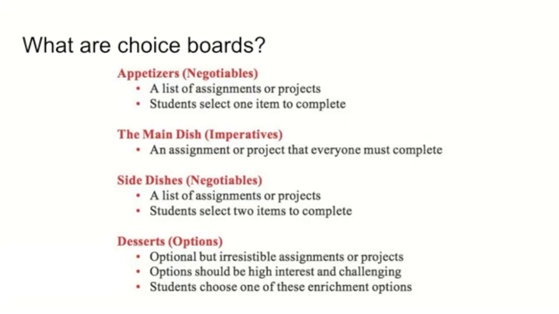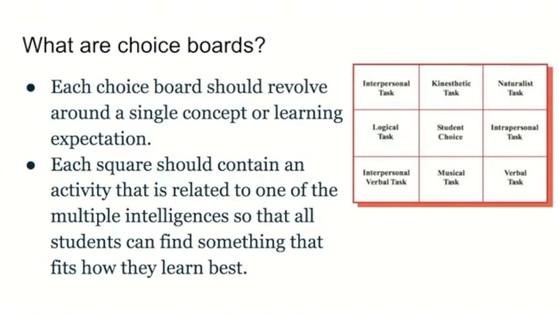You might have appetizers, so it's a list of assignments or projects that students could select one item. There's a main dish, which means this is something that everyone must complete. Side dishes, maybe they could select 2 items from this menu. Or desserts, which are like those really irresistible assignments or projects, high interest, challenging, and they could choose one of those. So this is one person's concept of what a choice menu would look like.